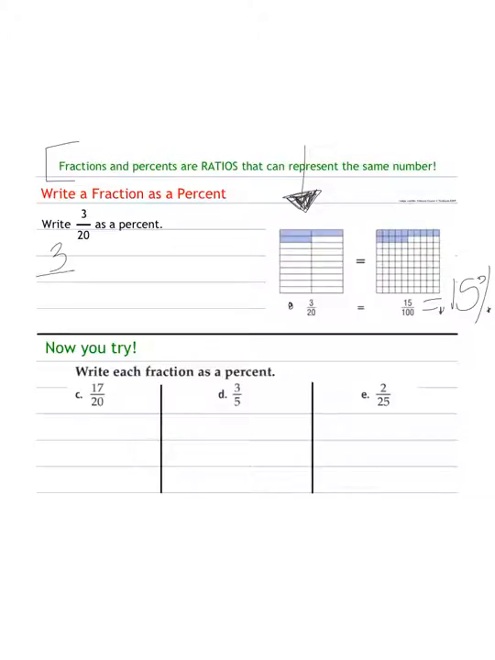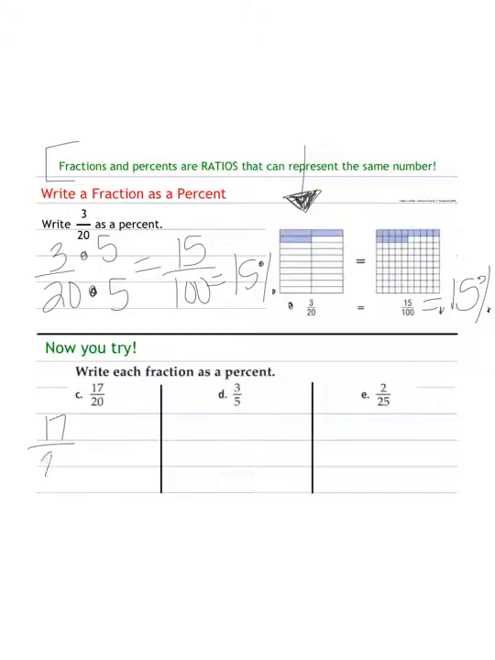And I can go 3/20 to get it. We have to get it to 100 to represent it as a percent. So times 5, times 5. 3 times 5 is 15 over 100, which is also 15%. Okay, you try these on the bottom and then check.